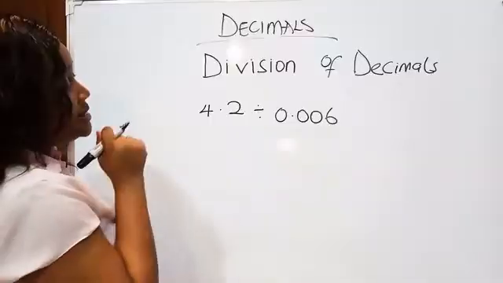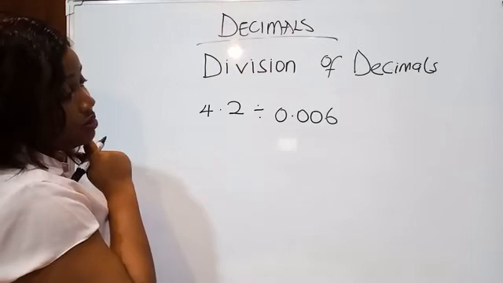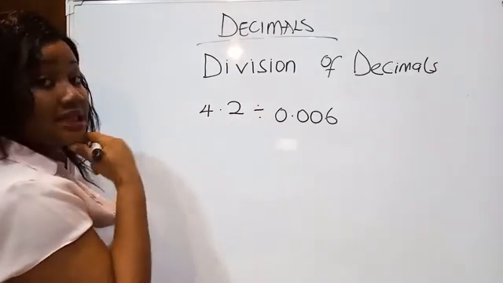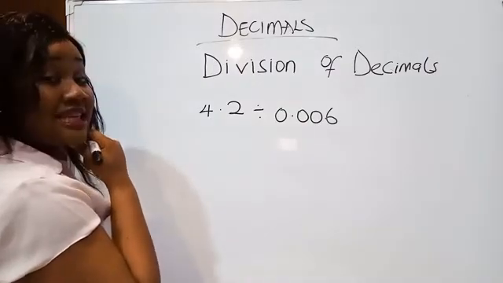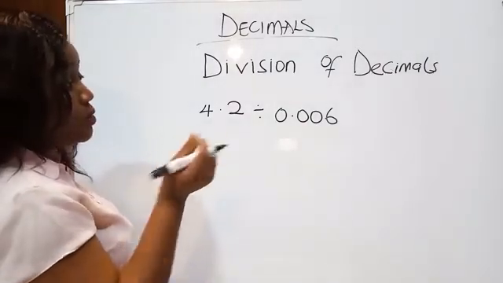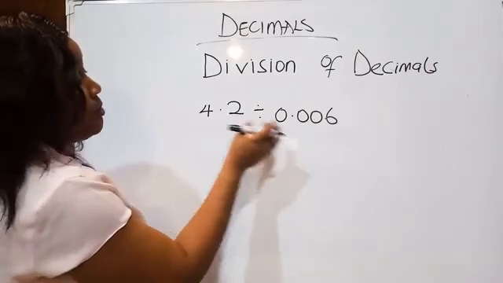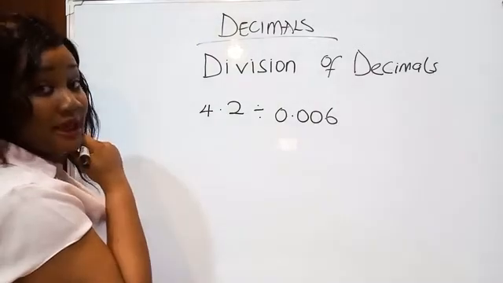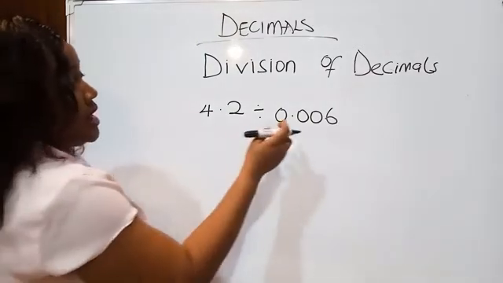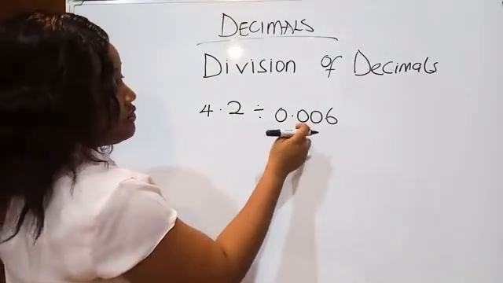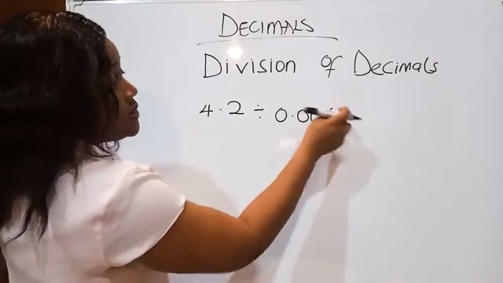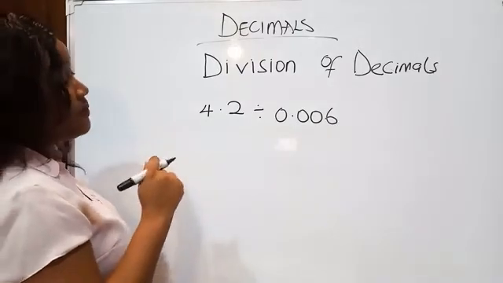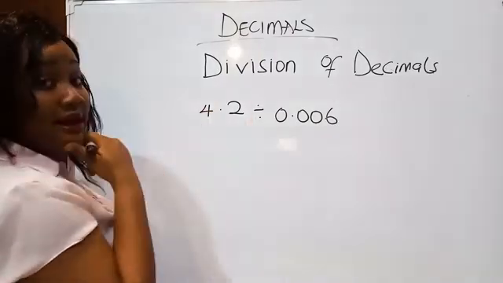So let's take a look at this problem to solve. Of course the divisor is 0.006, and we're interested in making it a whole number. So you ask yourself, what will you do to this to make it a whole number so that we can give this one the same treatment? So now we know to get a whole number, we have to multiply it by 1, 2, 3. 10 raised to power 3, which is 1000. So we multiply both sides by 1000.